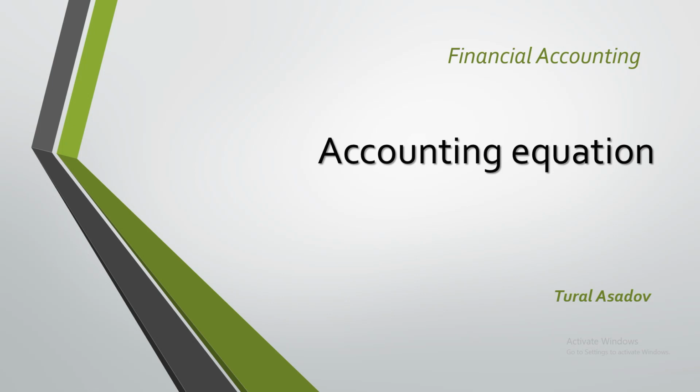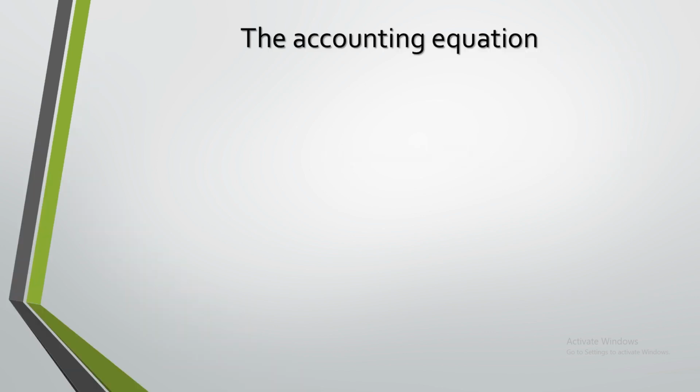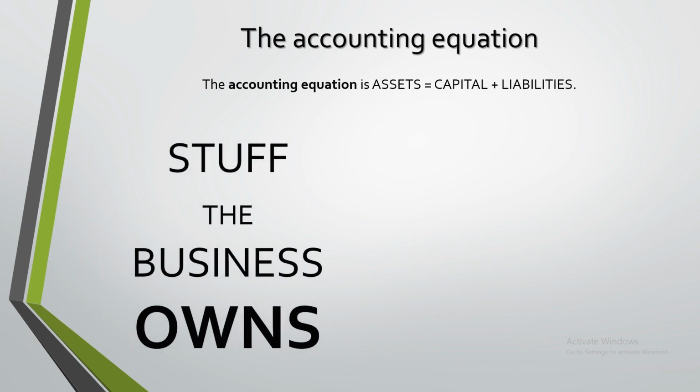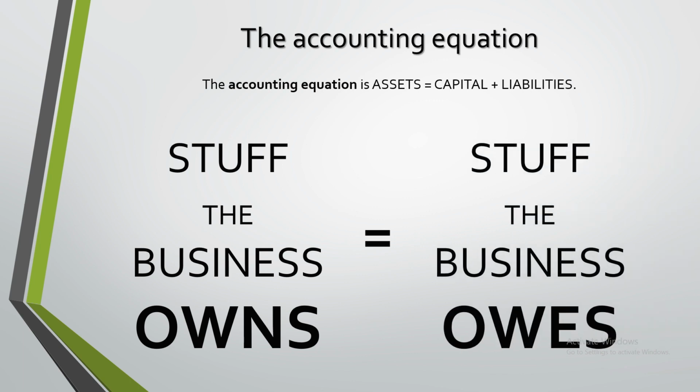Good day. In this video, we'll try to understand what the accounting equation is. The accounting equation is considered to be the foundation of the double entry accounting system. It shows that a company's total assets are equal to the sum of the company's liabilities and shareholders' equity. In an easy way, you can say that the stuff the business owns is equal to the stuff the business owes.